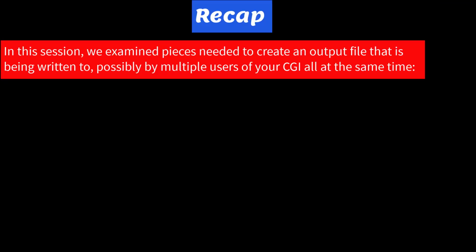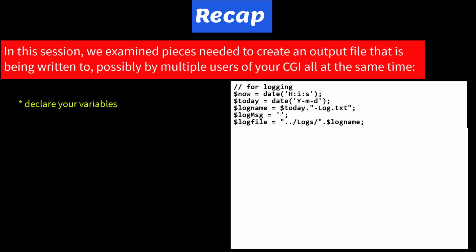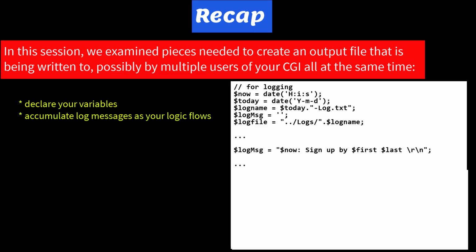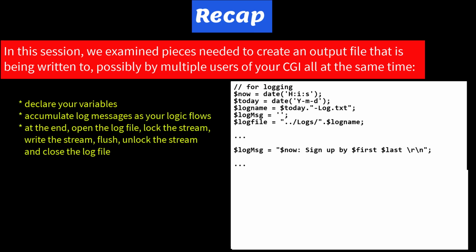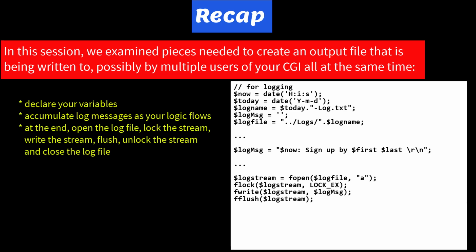In this session, we examine the pieces needed to create an output file that is being written to, possibly by multiple users of your CGI, all at the same time. Declare your variables, accumulate log messages as your logic flows. At the end, open the log file, lock the stream, write, flush, unlock the stream, and close the log file.